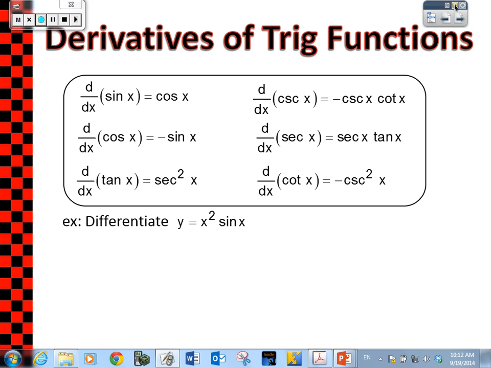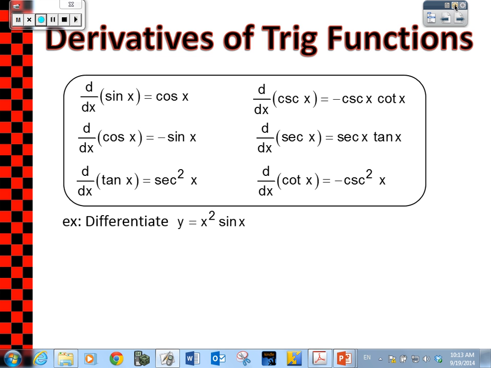I would pair sine and cosine together. The derivative of sine is cosine and the derivative of cosine is negative sine. I pair those together in my brain. Tangent and cotangent, I also pair together because their derivatives are squares. The derivative of tangent is secant squared and the derivative of cotangent is negative cosecant squared. So I think of those together.